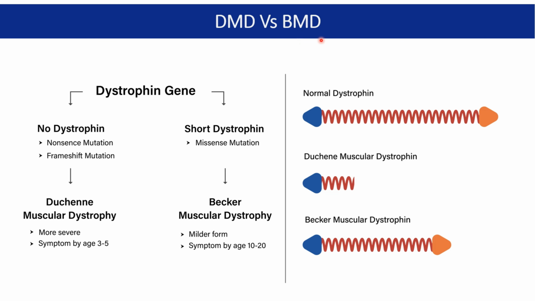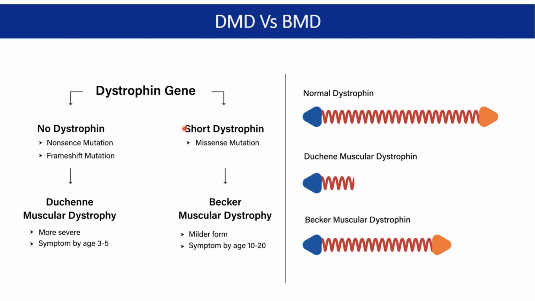This is a comparison between Duchenne muscular dystrophy and Becker muscular dystrophy. In both forms of the disease, the mutation happens in the dystrophin gene. If there is a nonsense mutation or a frameshift mutation, this leads to a no-dystrophin condition or partially formed dystrophin. This leads to Duchenne muscular dystrophy. This is the most severe form, and the symptoms appear between age 3 to 5.